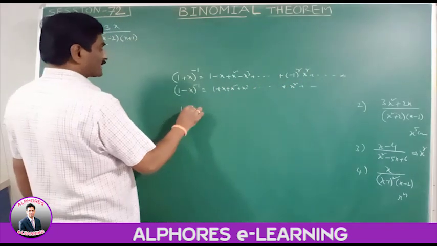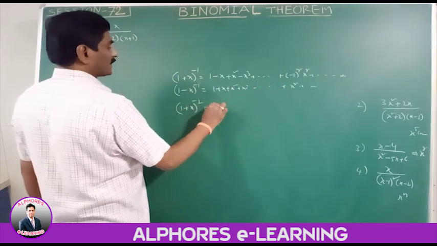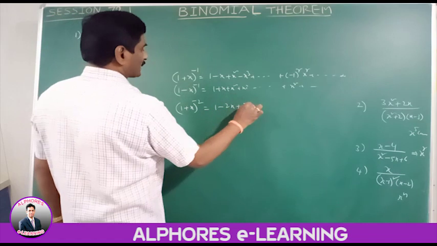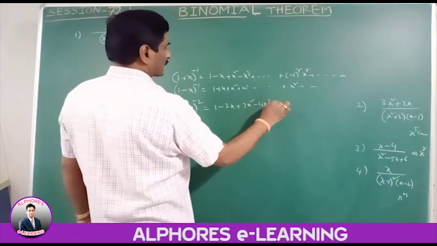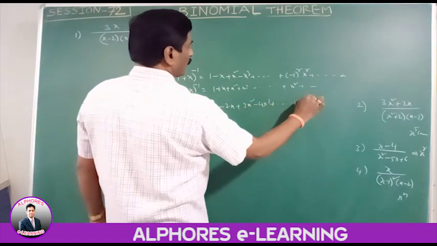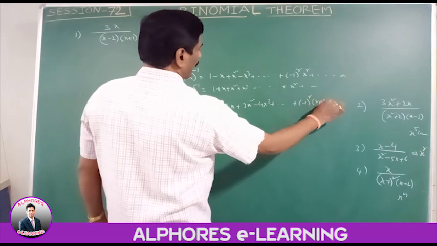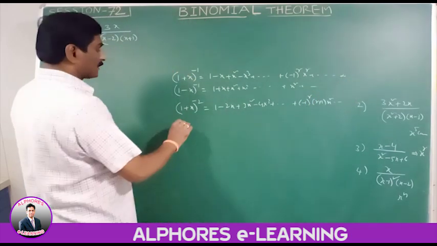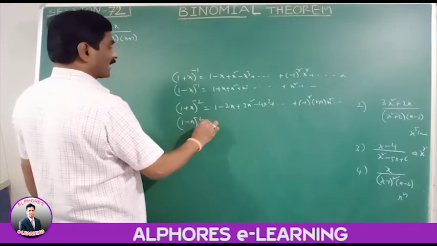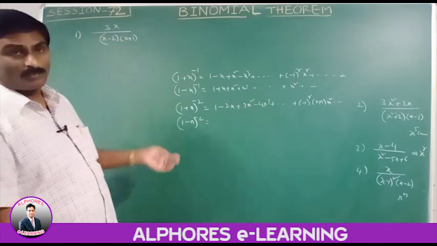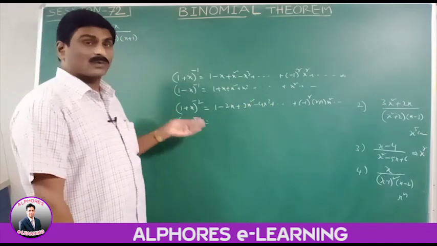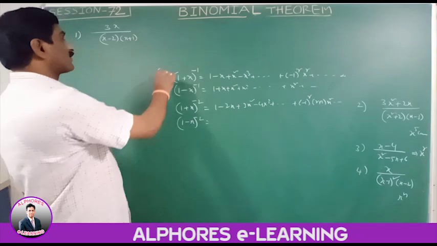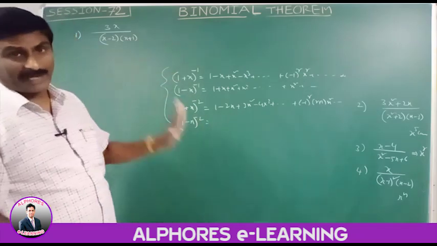Similarly, (1 plus x) whole power minus 2 is equal to 1 minus 2x plus 3x square minus 4x cube, plus and so on, (minus 1) whole power r into (r plus 1) into x power r, infinite. Similarly, for (1 minus x) whole power minus 2, all terms are positive. Likewise (1 plus x) whole power minus 3 and (1 minus x) whole power minus 3. Already we proved these values. Please observe these values.